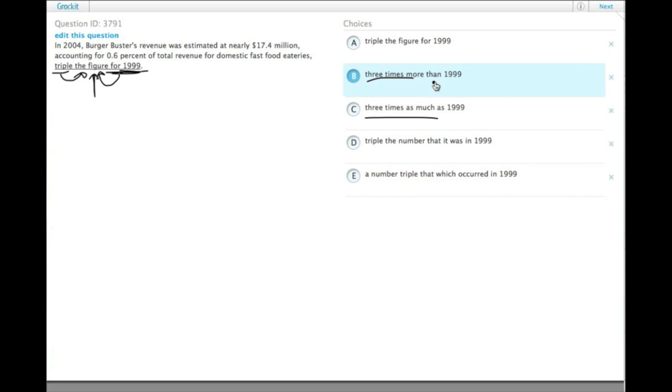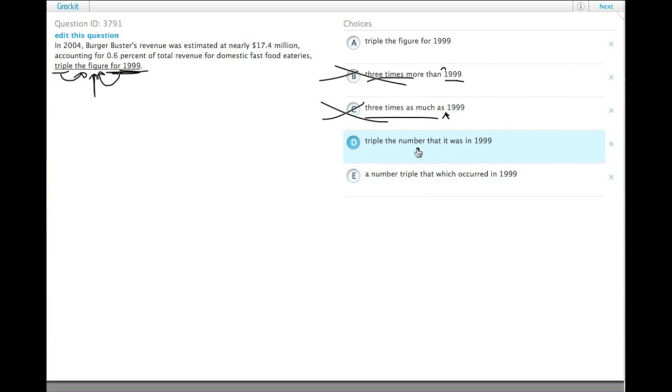B has three times more than 1999. Here we don't have an additional preposition telling us that this is than in 1999 or for 1999. So we are comparing the figure directly to the year 1999, which we don't want to do. Choice C does the same thing. We don't have a preposition in here. We just have a conjunction. So we're comparing the figure to the year itself, which isn't a parallel comparison.